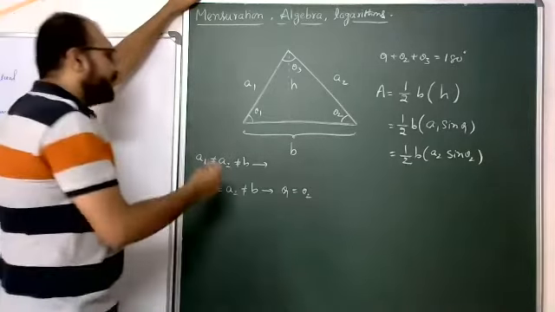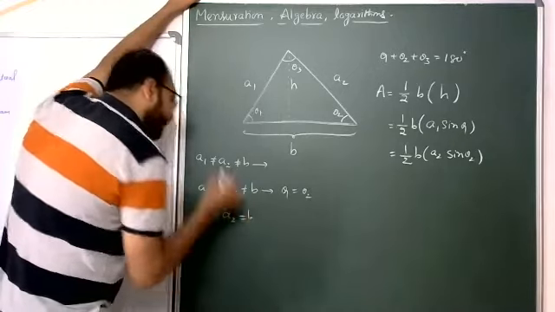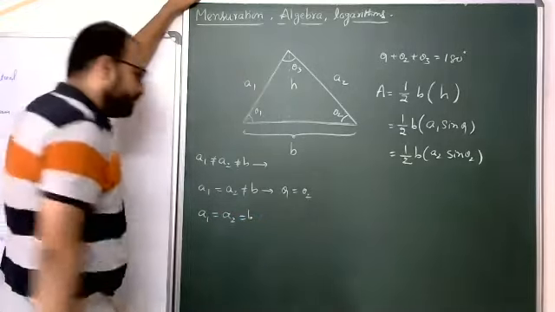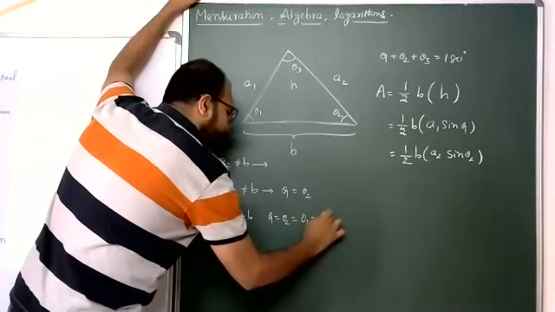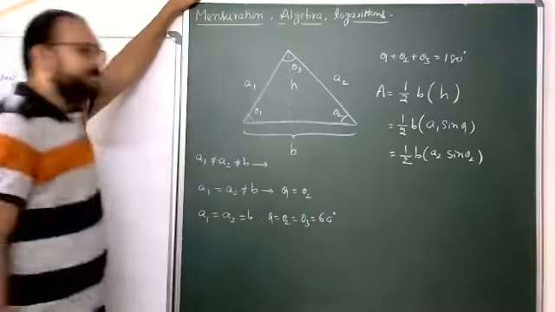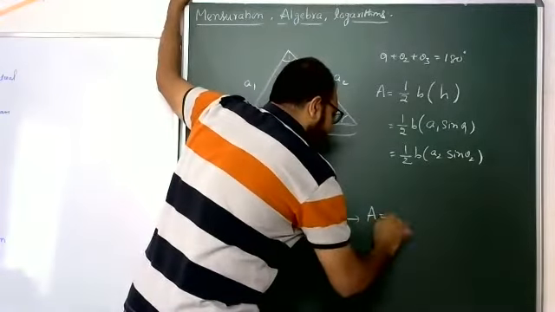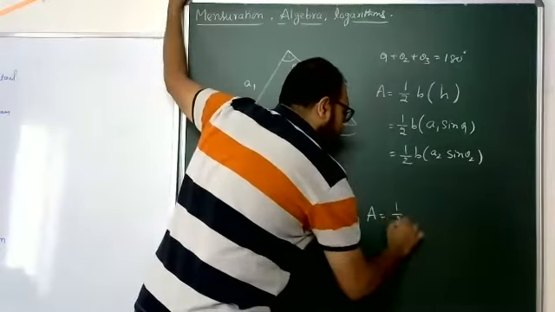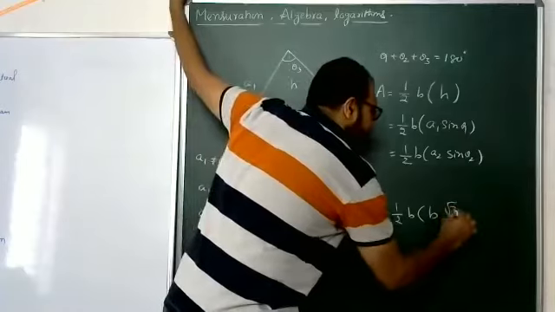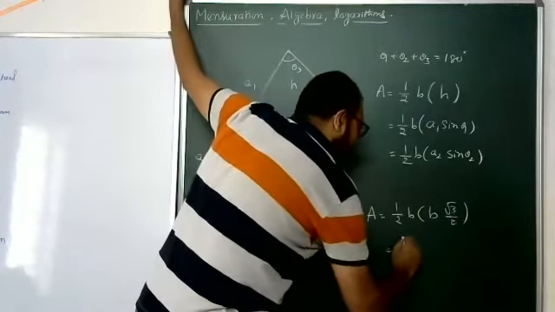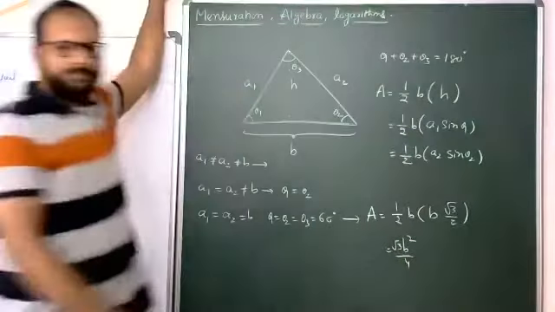Next, equilateral triangle, A1 equal to A2 equal to B, all sides equal, theta 1 equal to theta 2 equal to theta 3 is nothing but 60 degrees. Suppose if I use this in our area formula, A equal to 1 by 2 into B, A2 also B, sine 60 students root 3 by 2. Nothing but B square root 3 by 4.